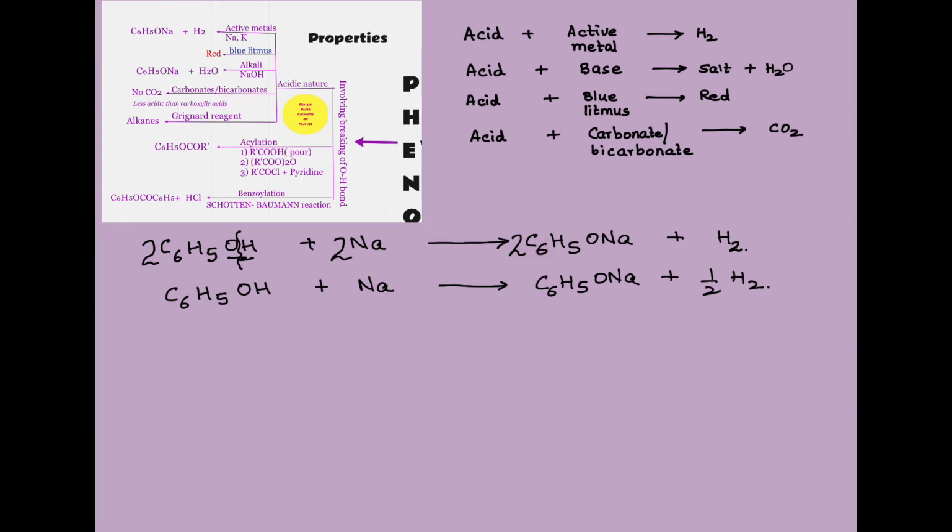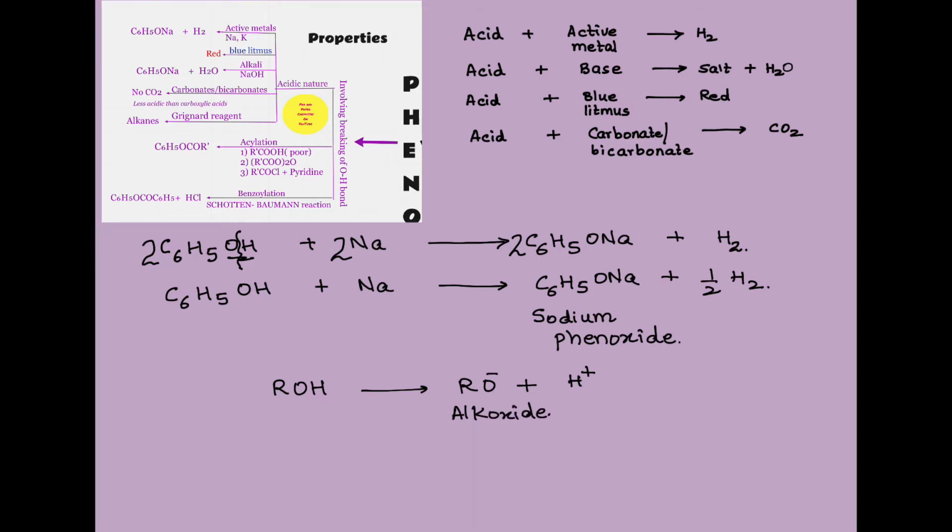Now let us write the name of this. This is called sodium phenoxide. Now phenoxide is something similar to alkoxide. Can you recall what we did in the previous video? From alcohols, when hydrogen is removed, you get the alkoxide ion, right?